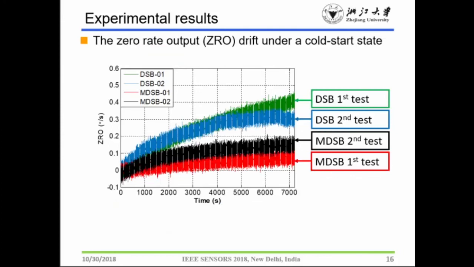We conducted tests for the same gyroscope using the DSB algorithm and using the MDSB algorithm, and we tested each 2 times. As you can see from the test results, the power on effect is substantially reduced compared to the gyroscope using DSB.